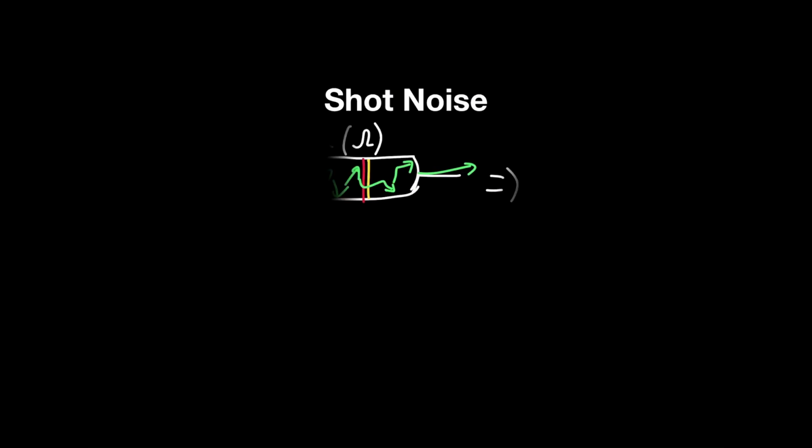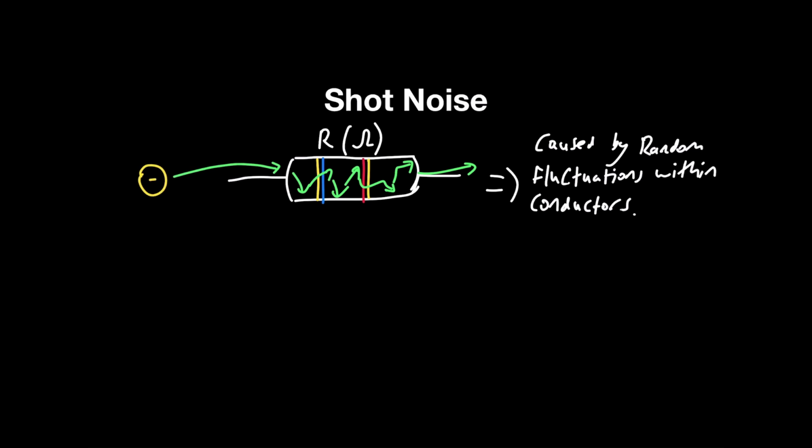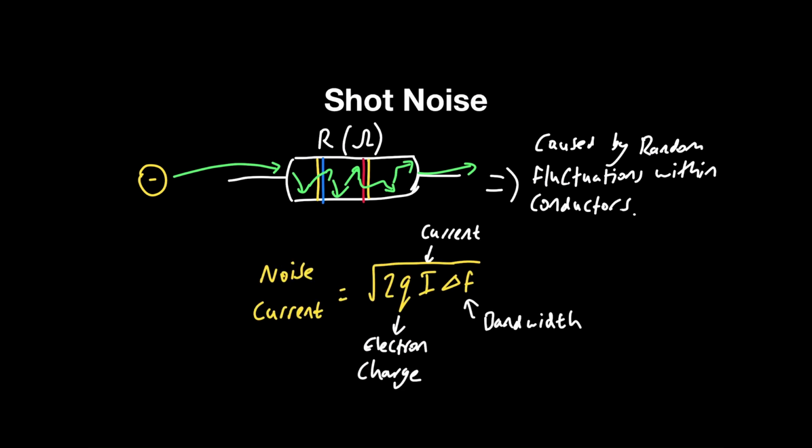Shot noise is the other type of noise that will be covered here. This is caused by random fluctuations within conductors, but there is a more complex reason for this type of noise. Here, the equation which is shown gives the noise as a current. You can see that the electron charge, the current in the circuit, and the bandwidth are the main contributors to this type of noise.